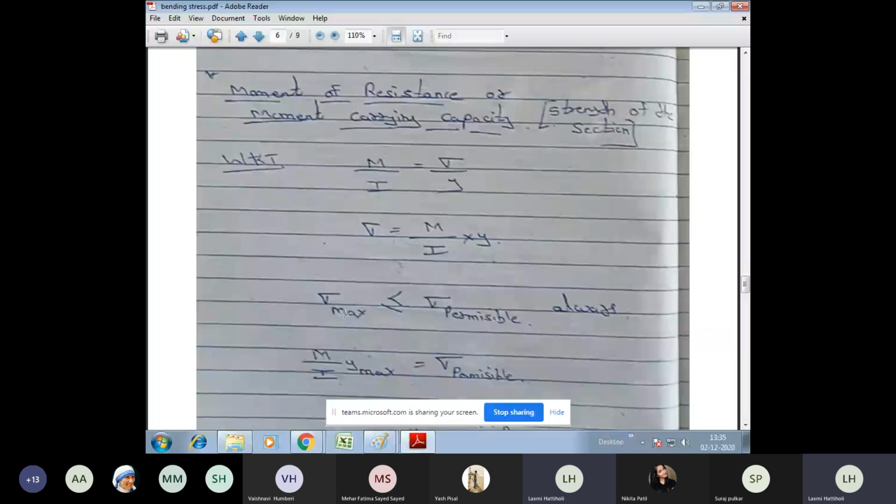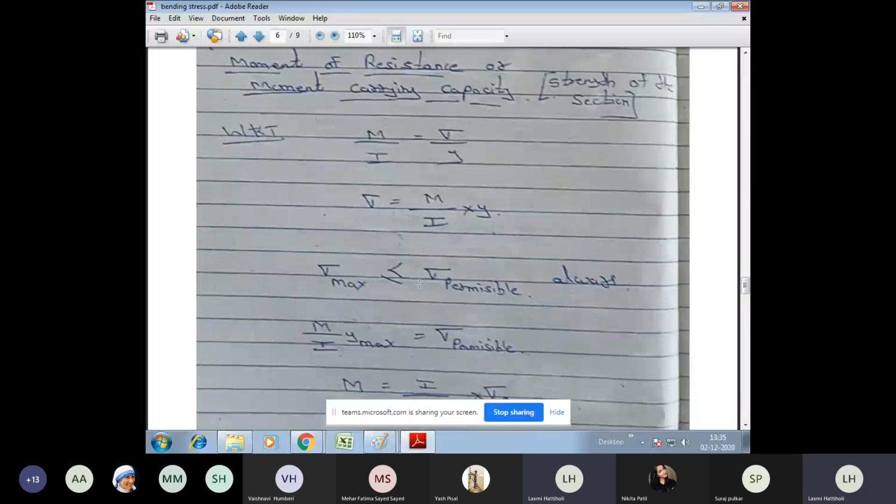Okay. That is what I have written here. Sigma max, which you can call the ultimate stress or the maximum stress, is always less than or equal to sigma permissible. The meaning I have explained just now. That means while designing any member, any column, any slab, you should make sure that the maximum stress a member is subjected to is always less than the permissible limit or the permissible stress.